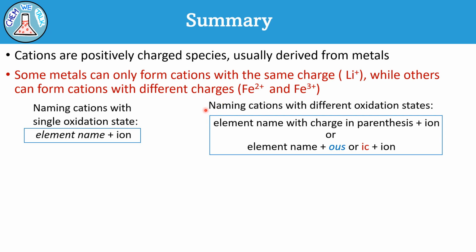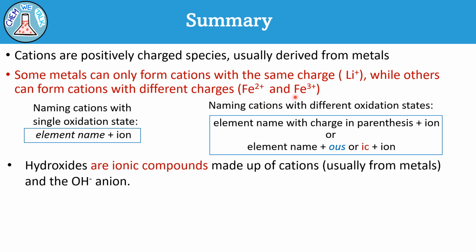For the cations that have different oxidation states, there are 2 options. One is to just read the element name with the charge in parentheses plus ion. So for example, here would be iron(II) ion, or here would be iron(III) ion. Or we could use the older nomenclature that uses -ous and -ic. Those suffixes indicate the lowest charge in a group and the highest charge in a group. So for the iron case, this here would be the ferrous ion, and this here would be the ferric ion.